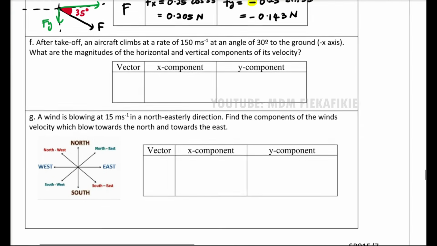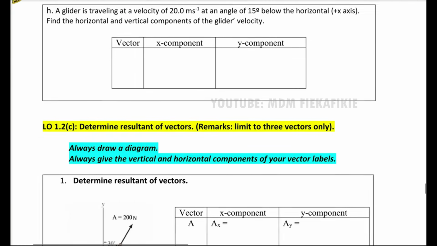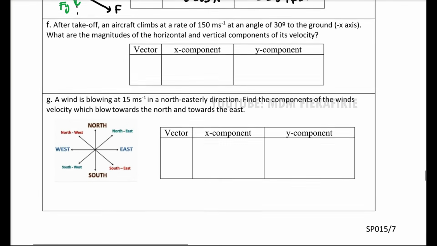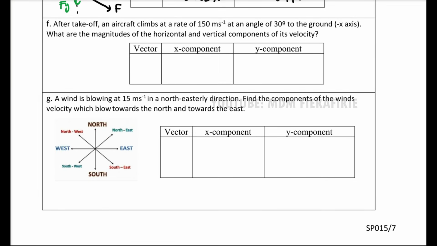So let's move to question F and G. Still many left, there are 3 more questions. Okay, after takeoff, an aircraft climbs at a rate of 150 meter per second at an angle of 30 degree to the ground, which is negative x-axis. So we draw first. After takeoff, 30 degree to the ground, meaning upward, in this direction. It can't be below the ground, right?